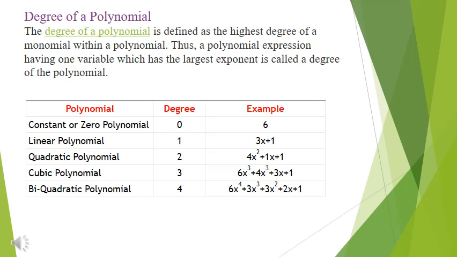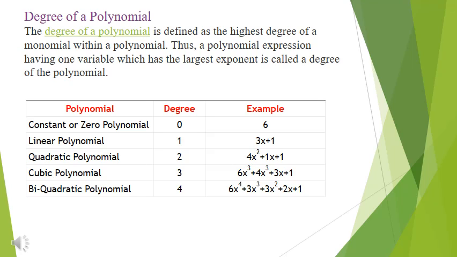Now students, let's see another term related with polynomial, and that is degree. What is meant by degree of polynomial? The expression having the highest power, meaning the highest exponent, is called the degree of the polynomial. For example, in the given table, here are many examples of polynomial. In this, let's see the constant or zero polynomial, where the example is 6, and 6 raised to the power nothing, that means 1.